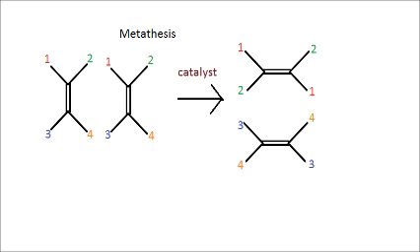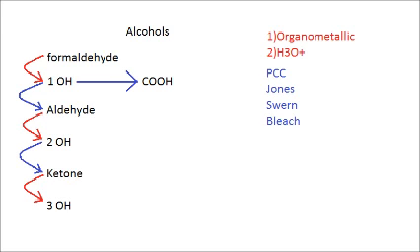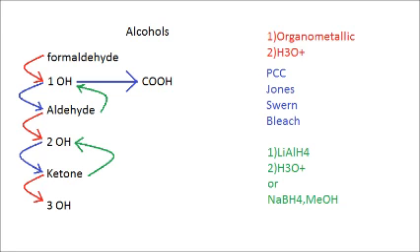Basically the double bonds split and rearrange and attach to other double bonds. Alcohols. So let's just look at a little roadmap real quick about how the alcohols work. So basically here you're adding a carbon atom in red, and then in blue you're oxidizing. Primary alcohols can be oxidized to carboxylic acid, and then in green we're reducing. And we reduce using lithium aluminum hydride followed by H3O plus, or we can use sodium borohydride and methanol.